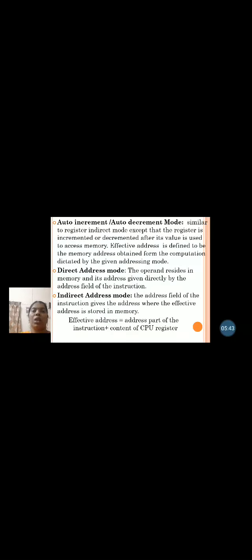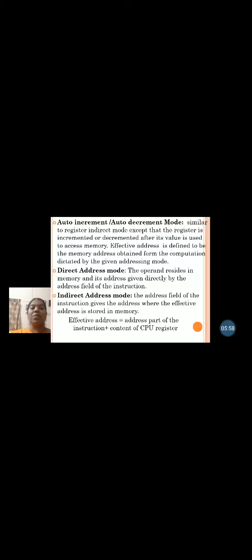Next one is register mode. In this addressing mode, the operands are in registers, so the instruction only holds the register name where the operand is stored. Register indirect mode: the instruction specifies a register that contains the address of the operand in the memory. Next one is auto increment and auto decrement mode. It is similar to the register indirect mode, except that the register is incremented or decremented after its value is used to access the memory.